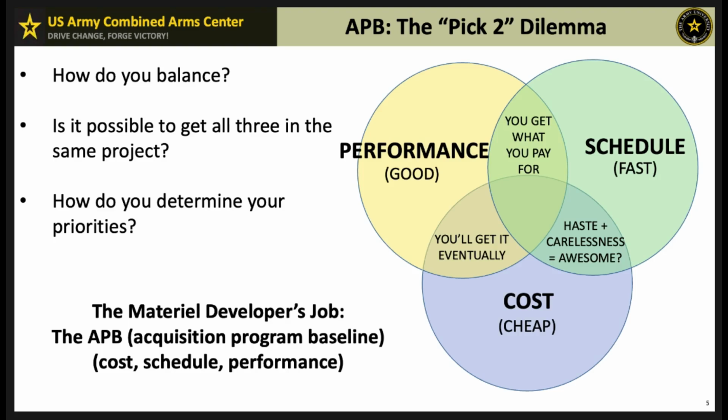So what's the pick-two dilemma? In the Venn diagram, the overlap between 2 of the elements highlights common trade-offs. So, for example, performance and schedule. In this case, you may have high performance quickly, but this typically comes at a high cost. Schedule and cost. Projects can be delivered on time and within budget, but often at the expense of performance. Cost plus performance. Quality can be maintained at a lower cost, but this generally leads to longer timelines.